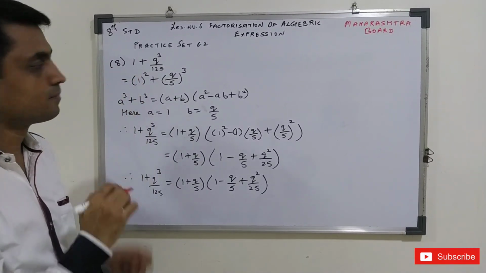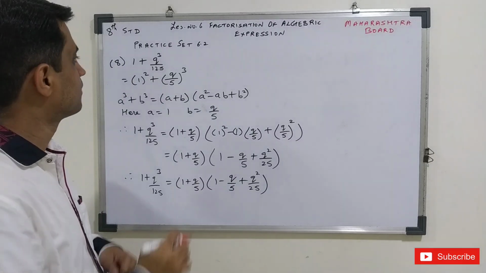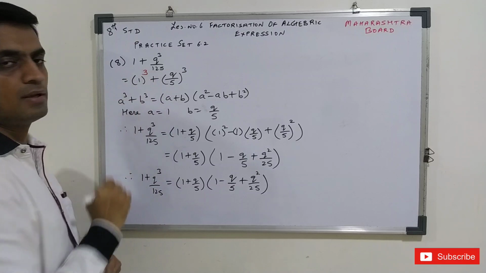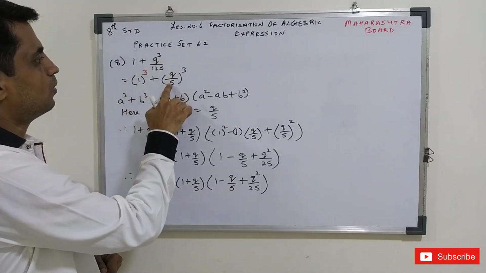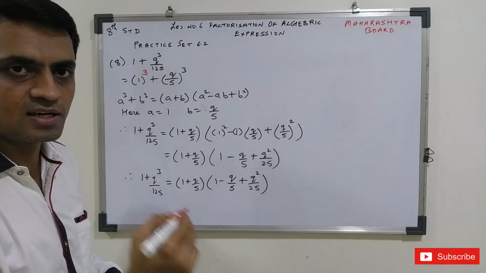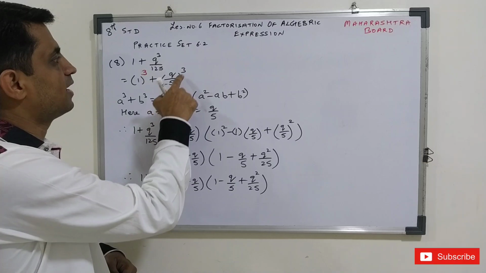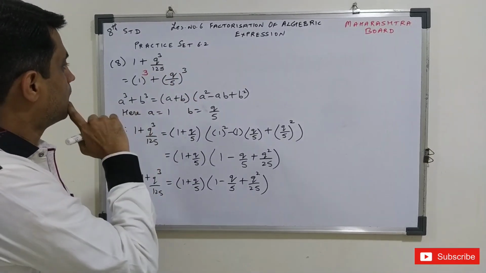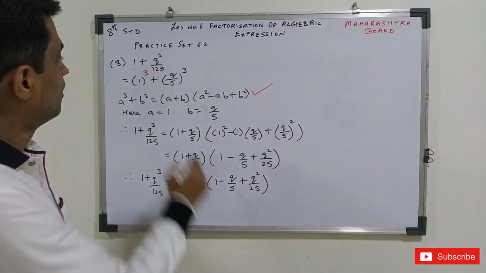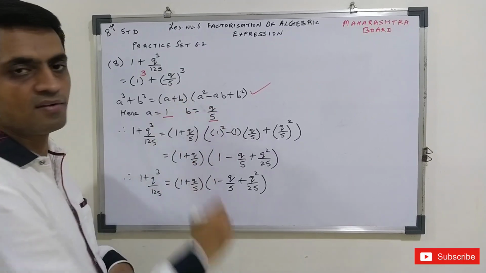8th sum, students. 1 plus q cube upon 125. 1 is a cube of 1. Yes. q is a cube of q and 125 is a cube of 5. 5 5s are 25, 25 into 5 is 125. So we have written q upon 5, the whole cube. Now what is our a? We have written this formula, now you know very well. What is our a? a is 1. What is our b? q upon 5.